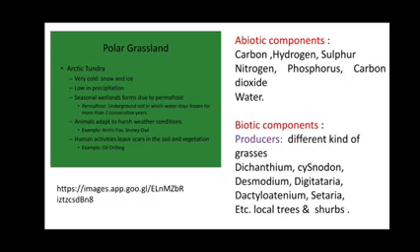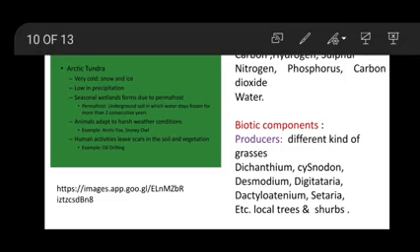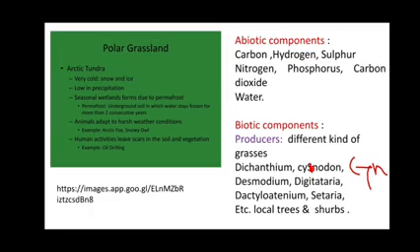Again, the grassland ecosystem is made up of two types of components, that is abiotic and biotic components. You can see here different types of grasses. Here you can see the names of the different types of grasses: digitaria, cynodon, dichanthium, setaria, desmodium, dianthium, and the local trees and shrubs.